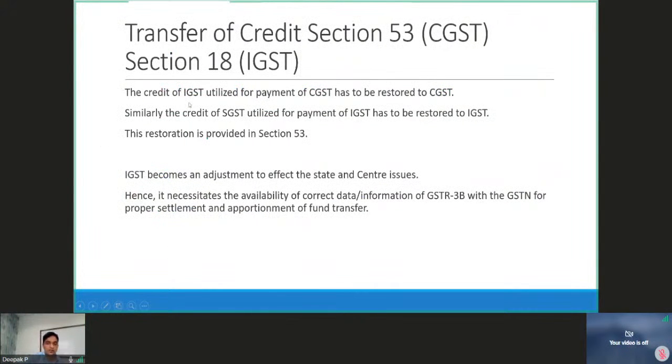Transfer of credit. What is this transfer of credit? Government is saying that we have a system of IGST. Think of IGST as a system of offsetting, because government had to do something for setting off SGST, CGST and IGST. I will explain this with an example.